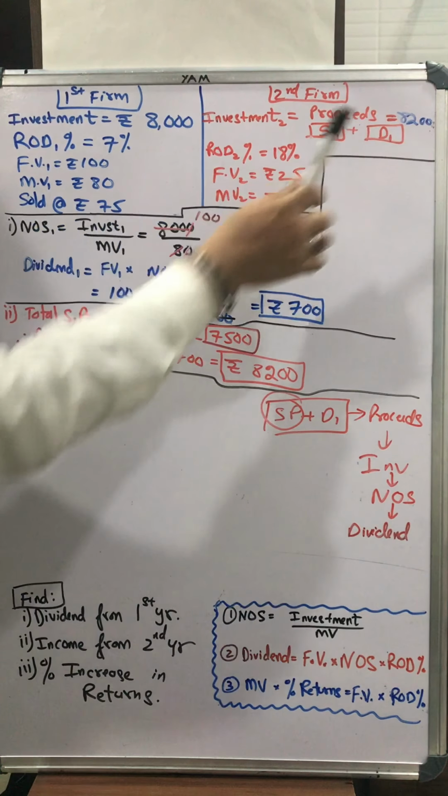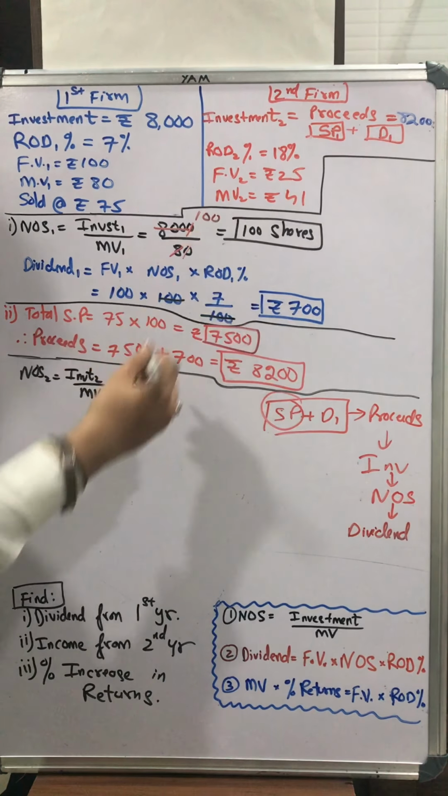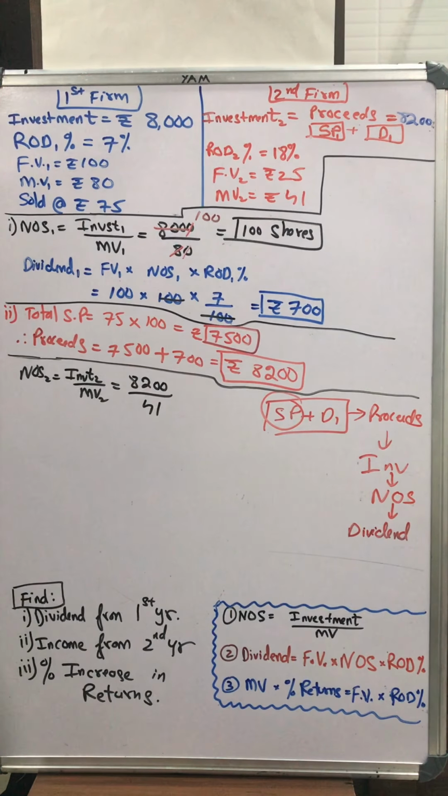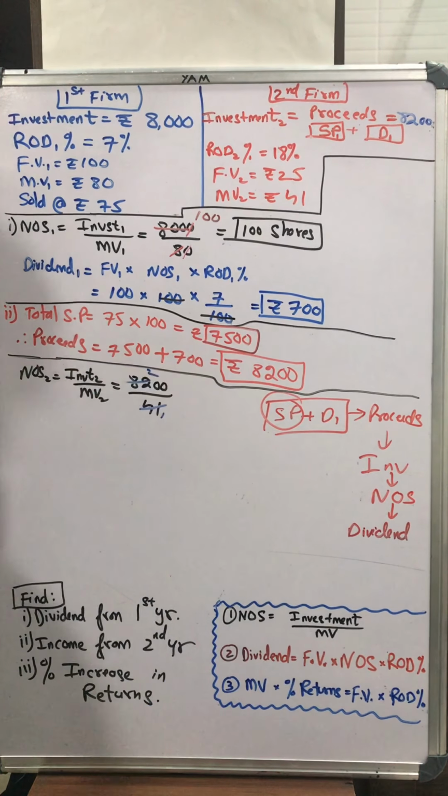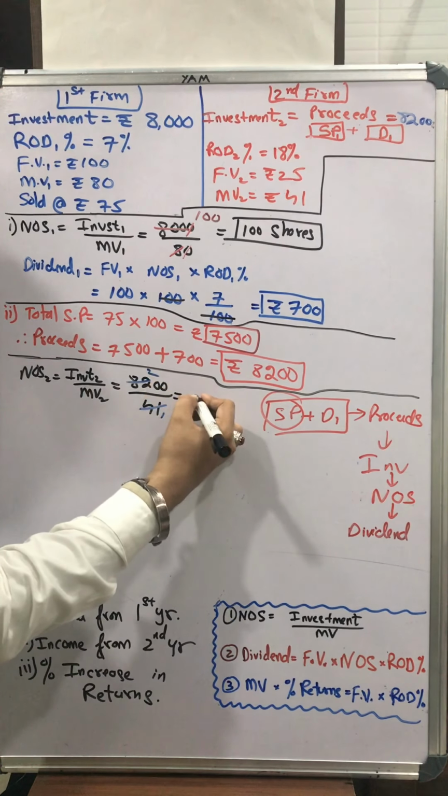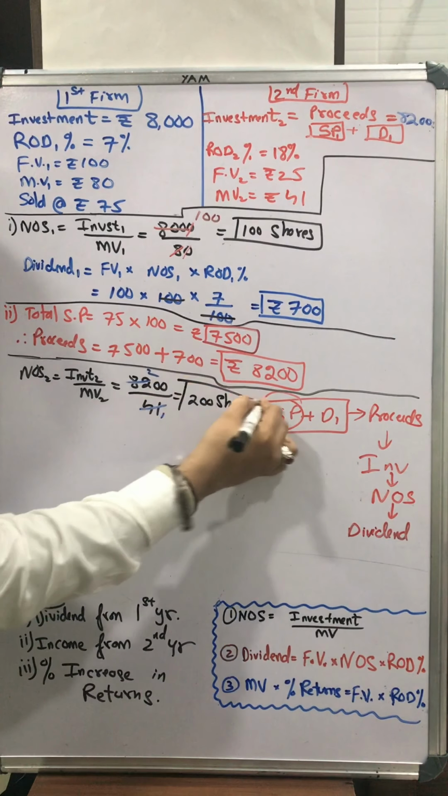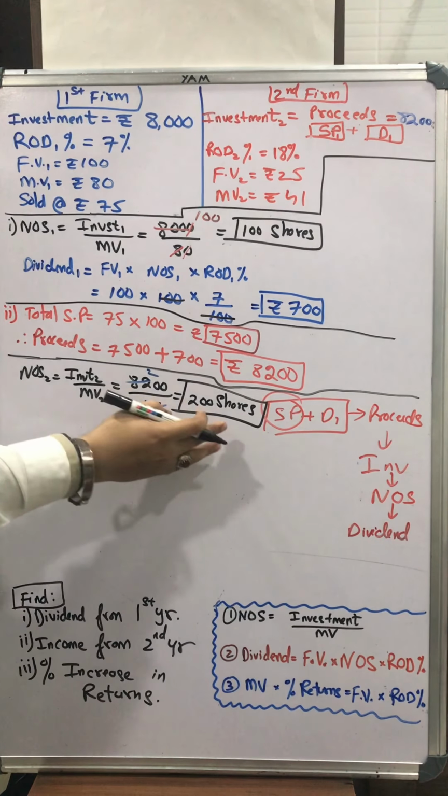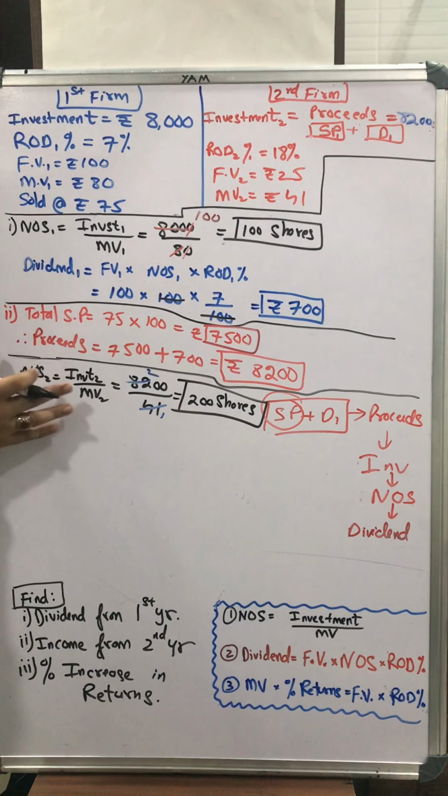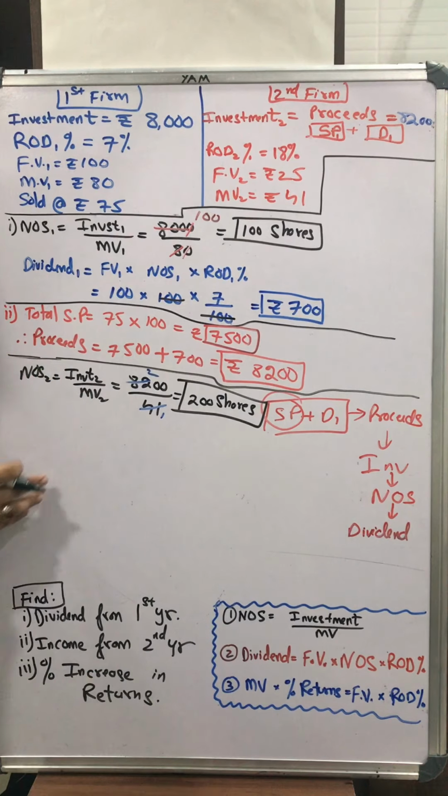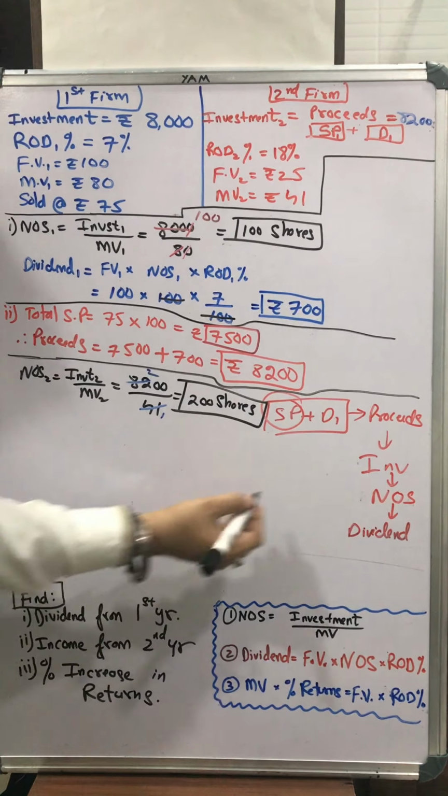Investment we got to know is 8200. So 8200 upon market value, given to us as 41. Now 41 ones are 41, 41 twos are 82. So now it is 200 shares. 200 shares were purchased by Mr. Ram Gopal Verma with the help of the investment. So he purchased 200 shares of the second firm. So we calculated this also.